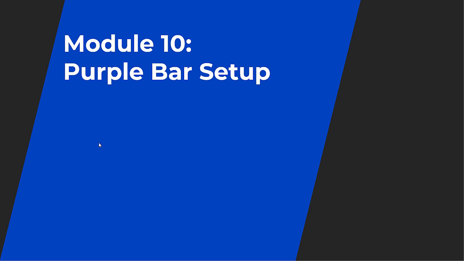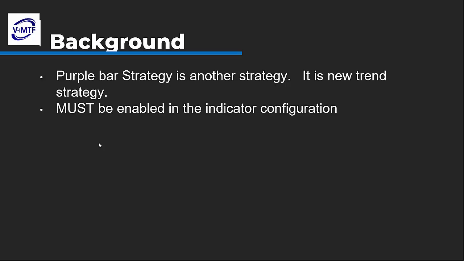Welcome to Module 10. In this module, we're going to discuss the purple bar setup. So let's go through the background. The purple bar strategy is another strategy. It is a new trend strategy. That means it does not cover counter trend. It does not do trend continuation at all. It's specifically for a new trend strategy.